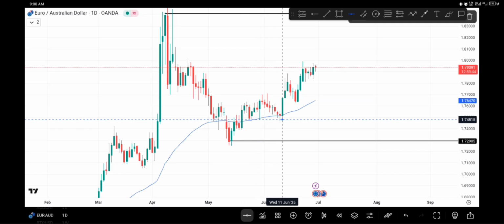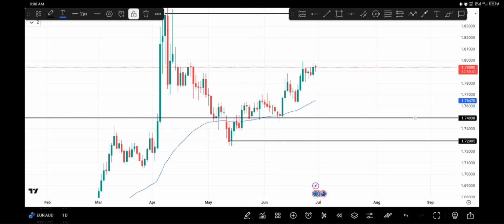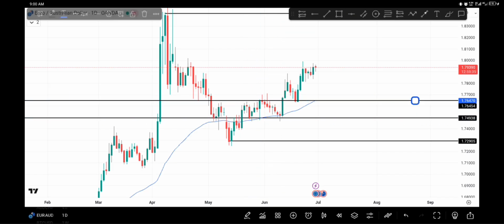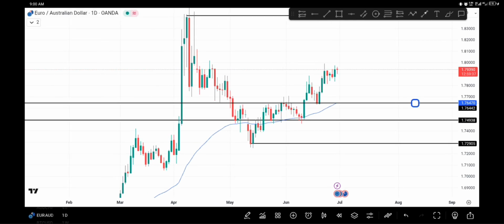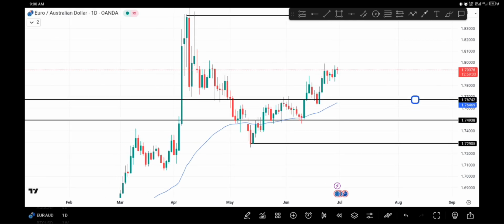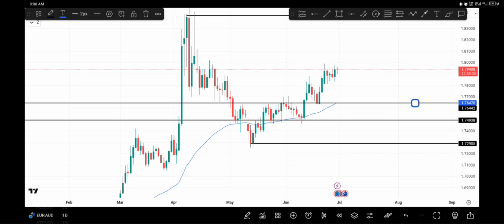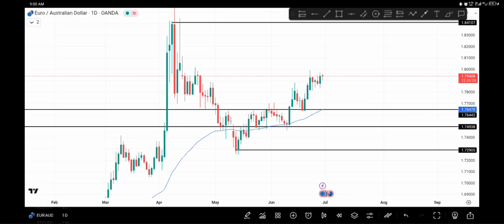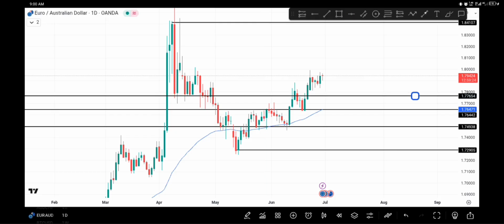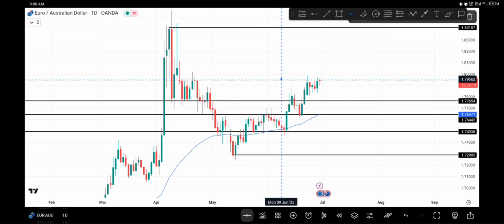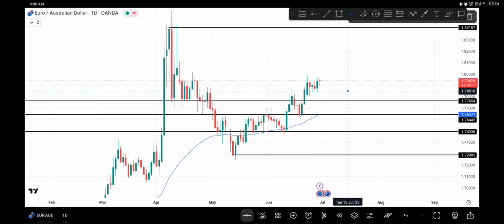So you can see at this point there has been a strong rejection. Mark out the level. Another rejection at this point, guys. And then I think okay, that region has been marked already. And then you can see another strong support level at this point. And then I think we can see another support level at this point.